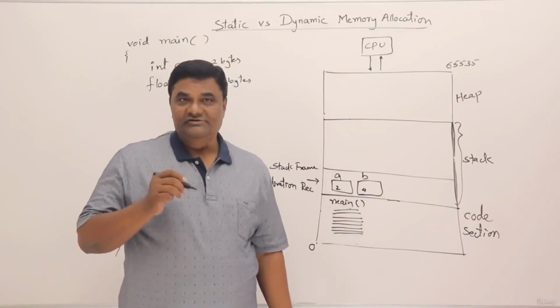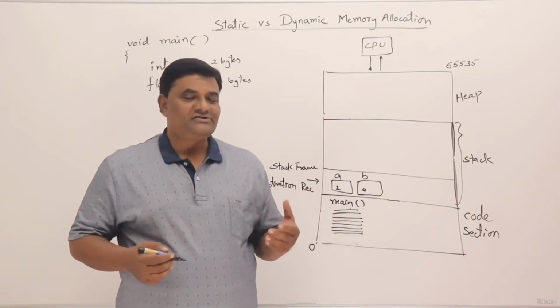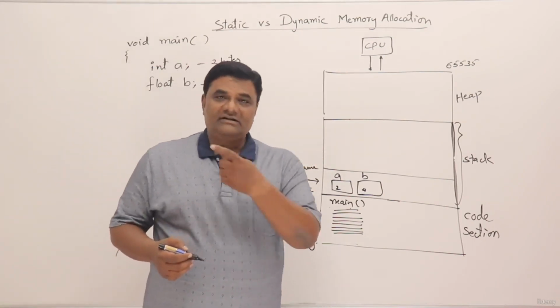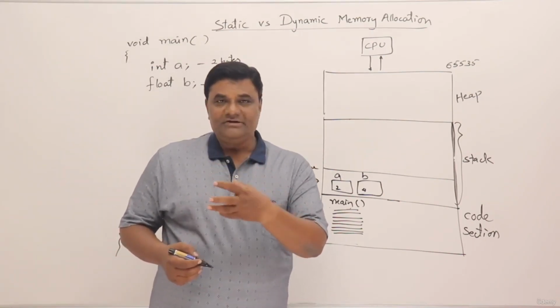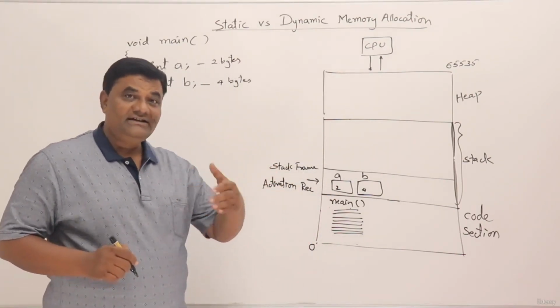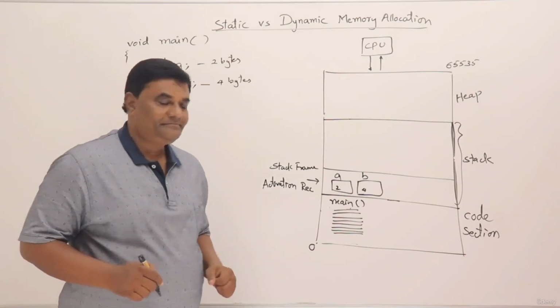Now the next thing that we should also know is, if there is a sequence of function calls, how the memory is allocated inside the stack. So I'll write down a small sample piece of code, and then I'll show you how the memory is allocated inside the stack for a sequence of function calls.